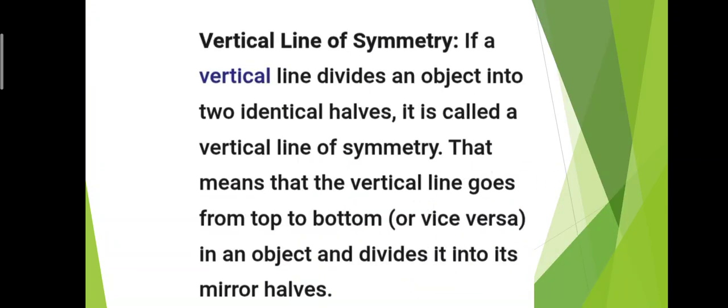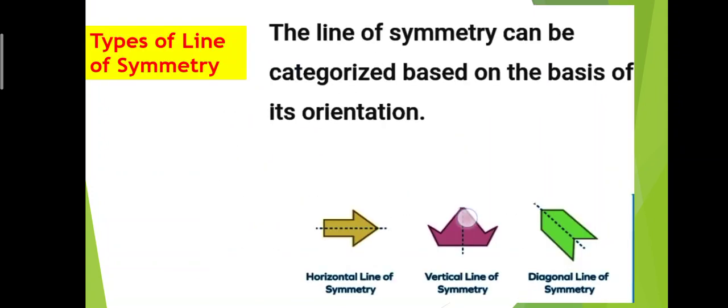Number 2, vertical line of symmetry. If a vertical line divides an object into 2 identical halves, it is called a vertical line of symmetry. That means that the vertical line goes from top to bottom or vice versa in an object and divides it into its mirror halves. It is an example of vertical line of symmetry.